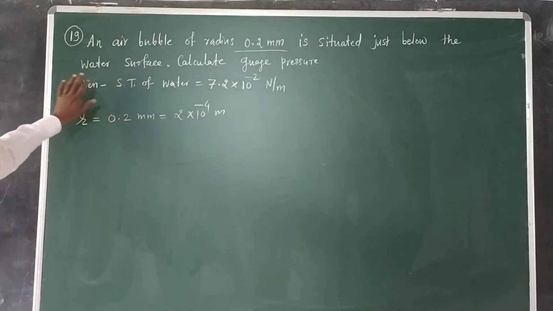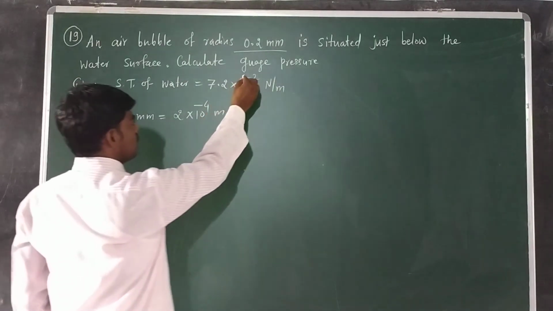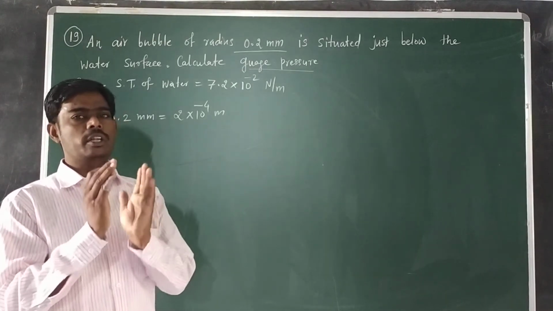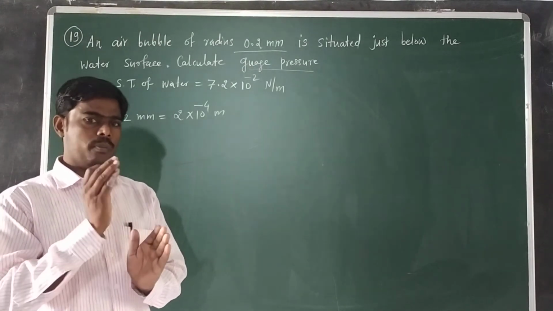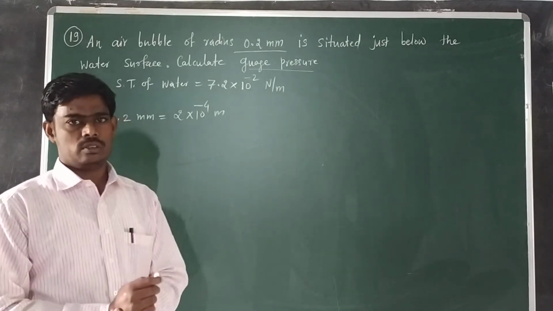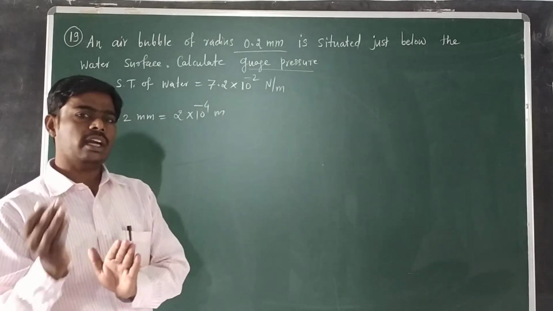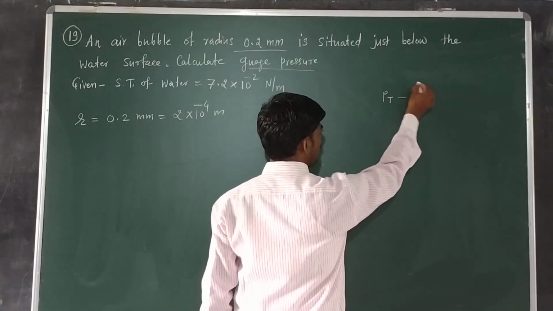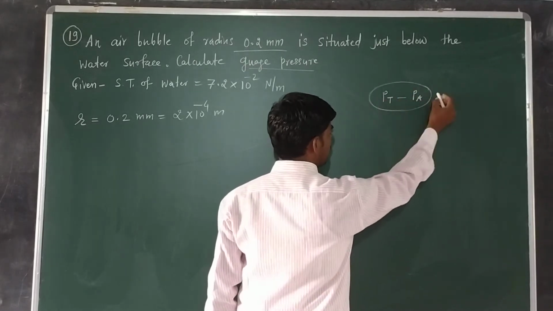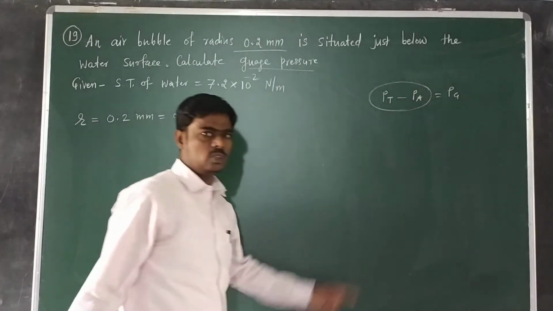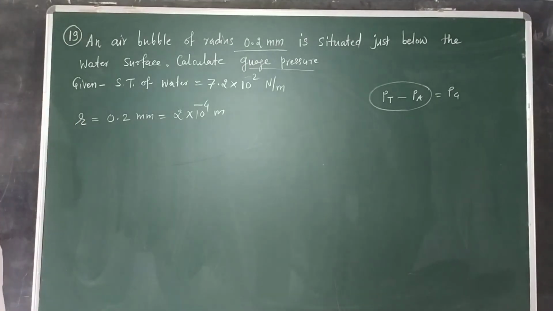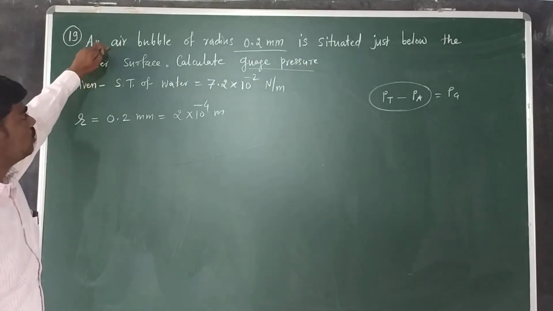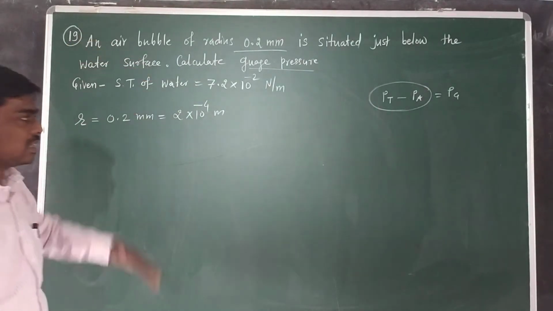Calculate gauge pressure. Gauge pressure means the concept of gauge pressure. Gauge pressure is nothing but difference of excess pressure and atmospheric pressure, or we can say total pressure and atmospheric pressure. So P total minus P atmospheric pressure, this subtraction, it is called as gauge pressure. So this is excess pressure. That means we have to find out excess pressure inside air bubble which is just below the water surface.